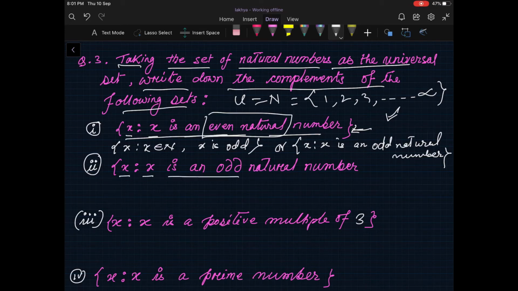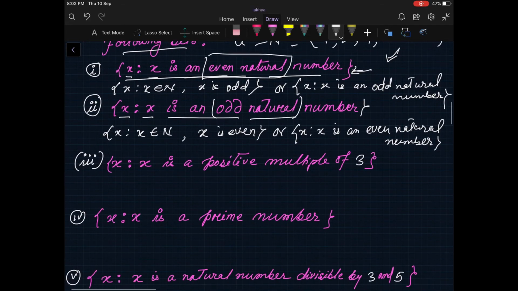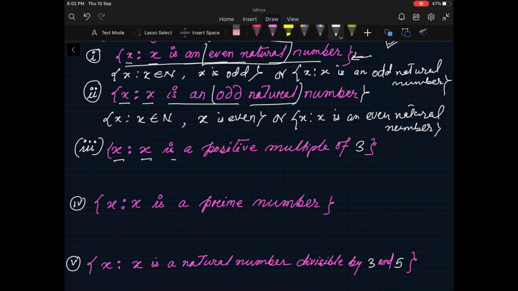Now the next set is X such that X is an odd natural number. Its complement should be X such that X belongs to capital N, that means natural number, where X is even. Or you can write X such that X is an even natural number. That's how you can find the complement of this set.